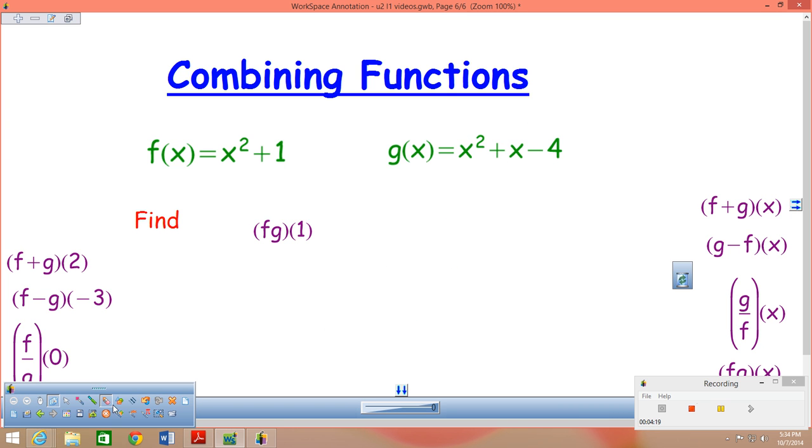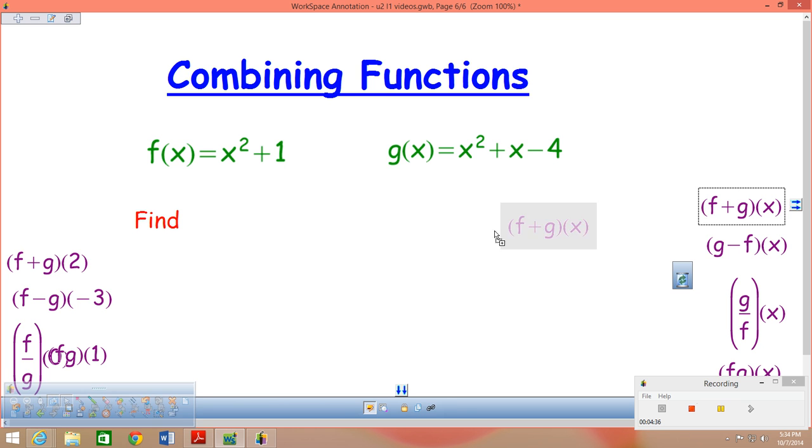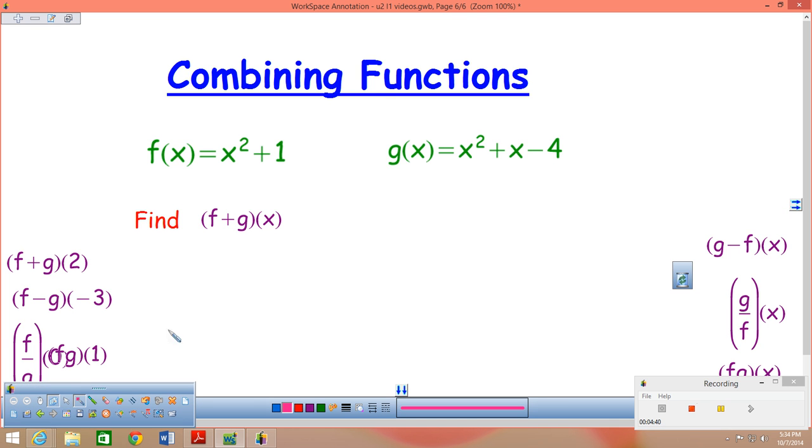But it's pre-cal, so sometimes we don't use just numbers. So let's look at a different scenario here. F plus g of x simply means that I'm going to take f of x and add it to g of x.